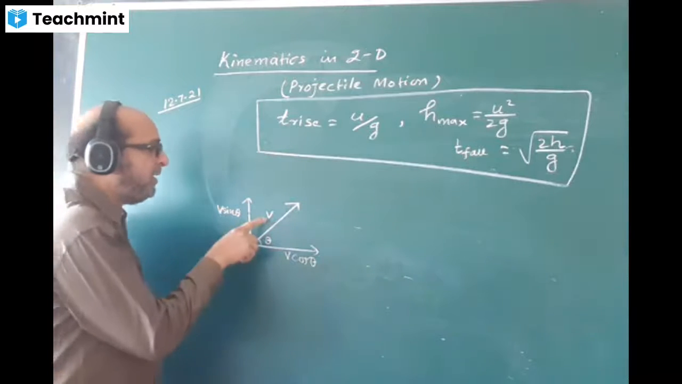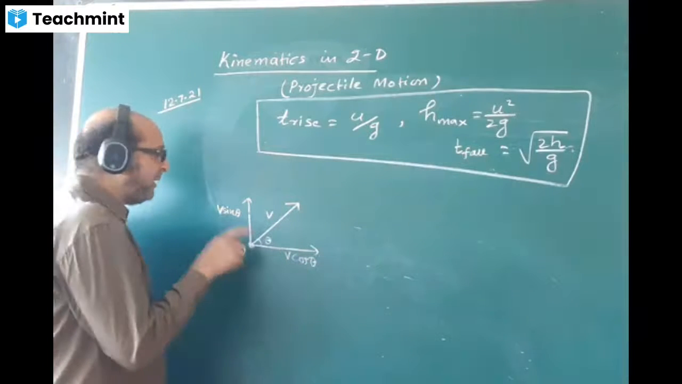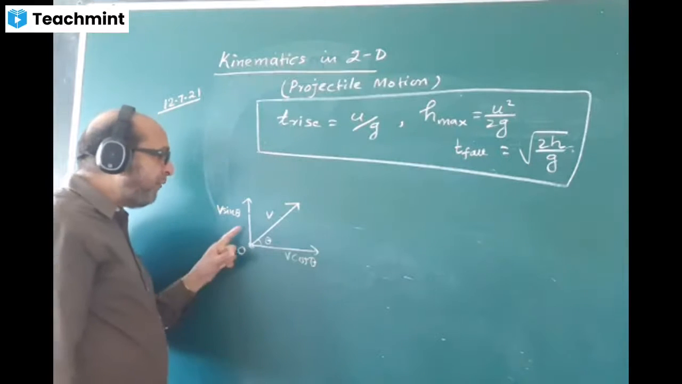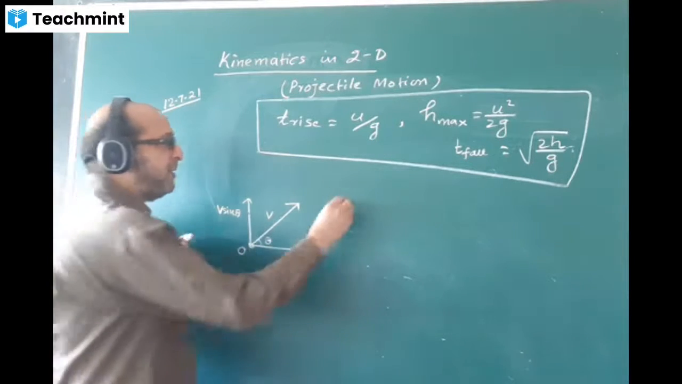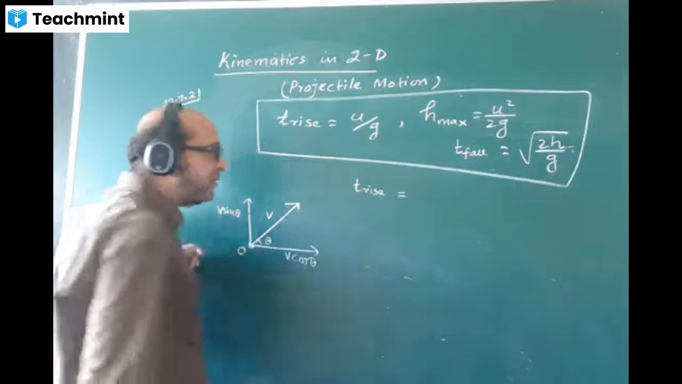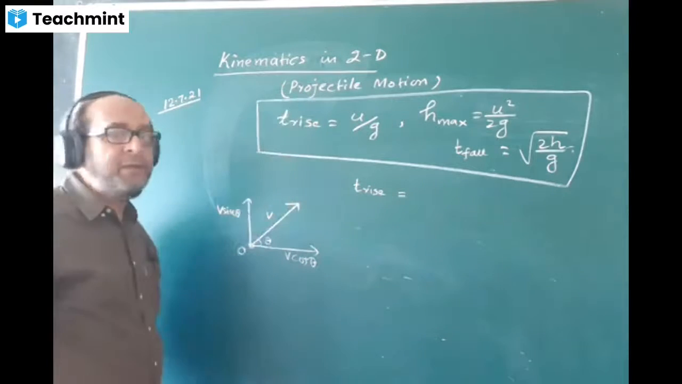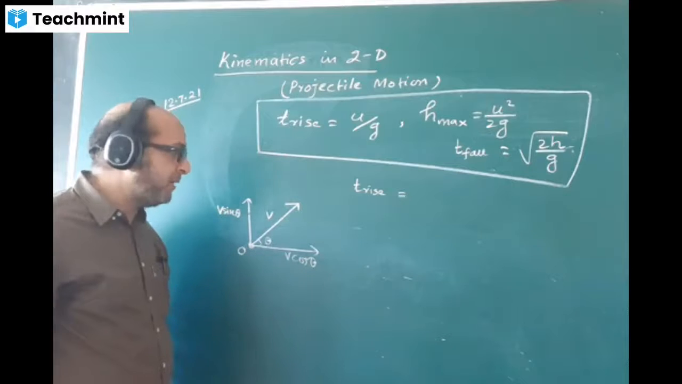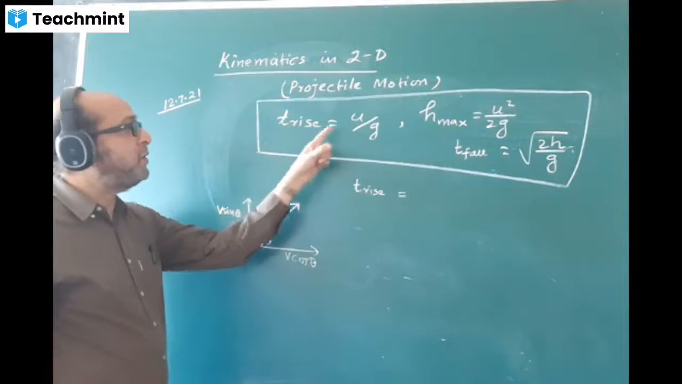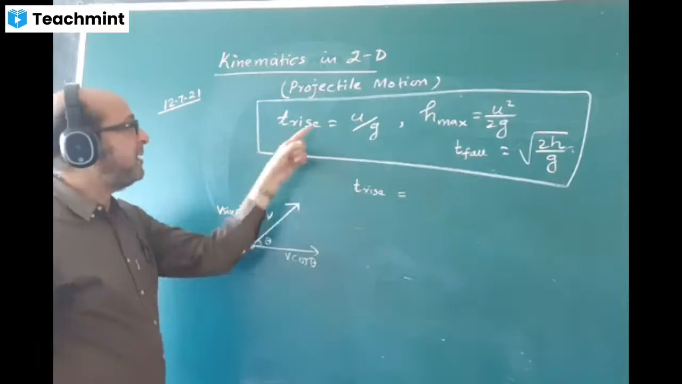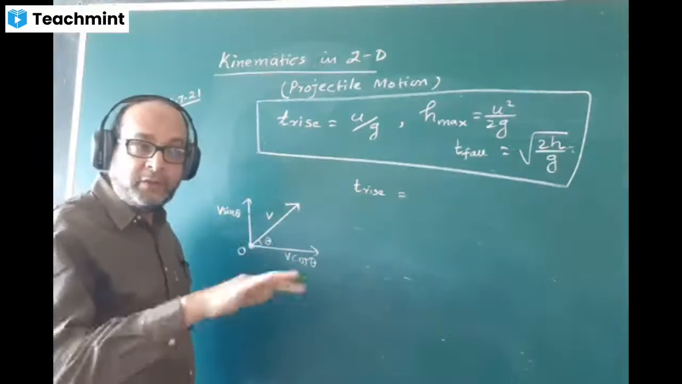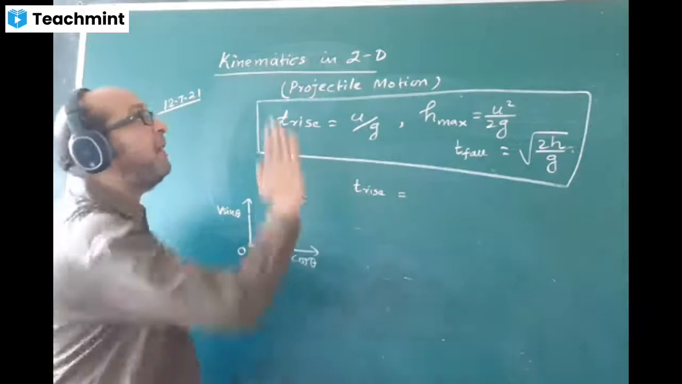So this v is broken into two components, v cos theta and v sin theta. Let us write down the formula of time of rise in this case. Time of rise, T rise, in case of projectile motion. In the normal case, the formula was u by g, but in that case the body had only vertical motion. There was no horizontal motion. The body was moving only up.